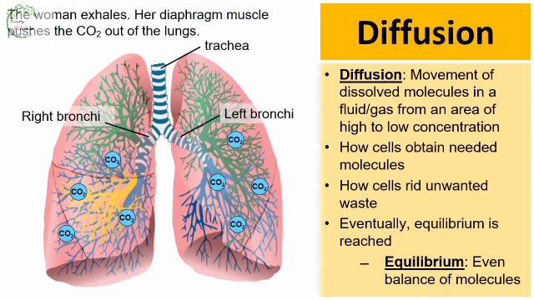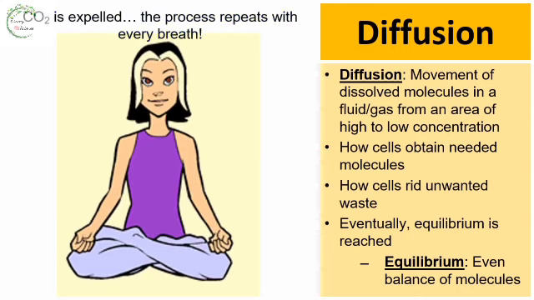And so as the woman exhales, the carbon dioxide is pushed up her trachea and eventually out her nose and mouth. We have a muscle underneath our lungs called the diaphragm that helps to aid in this exhaling process. And the carbon dioxide is expelled into the atmosphere. This process repeats with every breath. She inhales oxygen. A moment later, she exhales carbon dioxide. But diffusion plays an important role in the journey of oxygen and carbon dioxide.